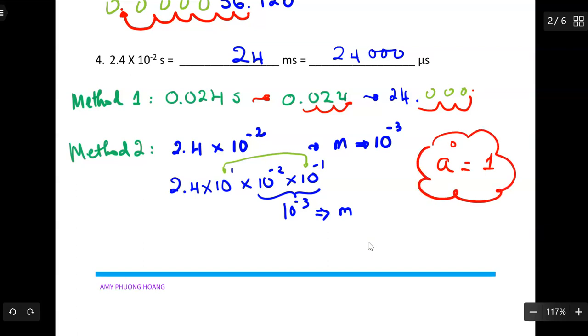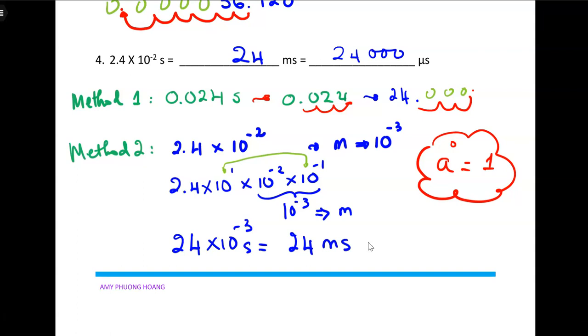Okay, so this is one of the formulas. Anything raised to exponent 0 is equal to 1. So in this case, you already convert this into your 10 to the negative 3, which is the milli. Then your answer should be 2.4 times 10, which is 24, times 10 to the negative 3. So you can make it 24 milliseconds, right? So 10 to the negative 3 is representing the milli.